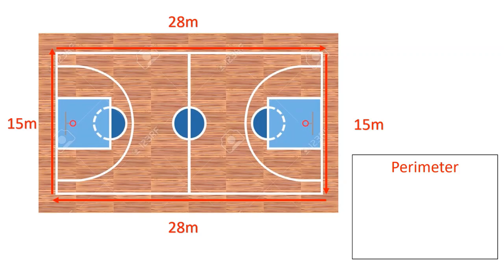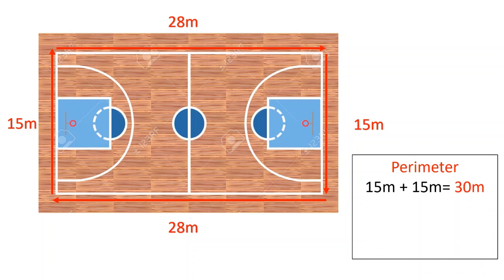So we can see that because the short side at one end is 15 meters, the short side at the other end will also be 15 meters. And we can see because the top line is 28 meters, the bottom line will also be 28 meters. That's because it's a rectangle, so the opposite sides are the same length.